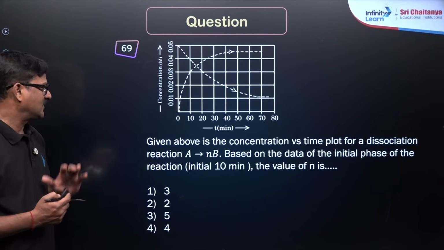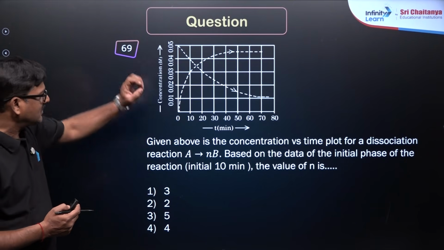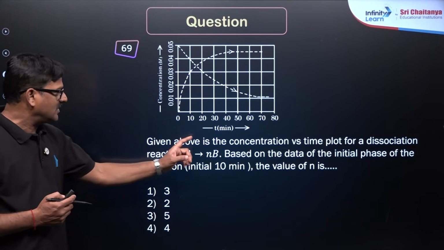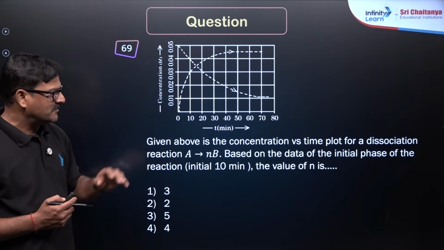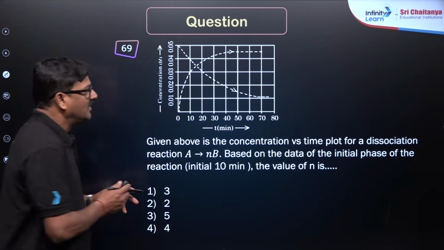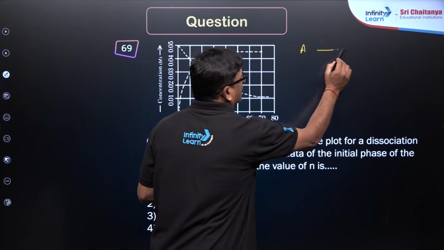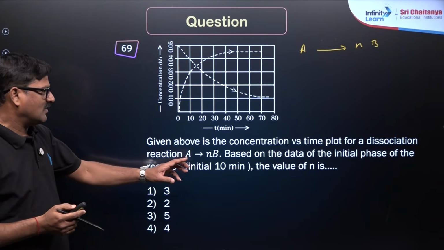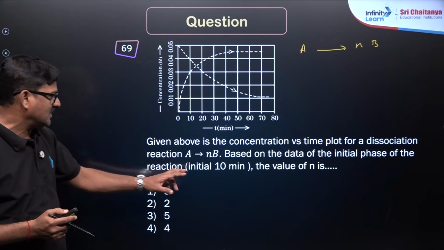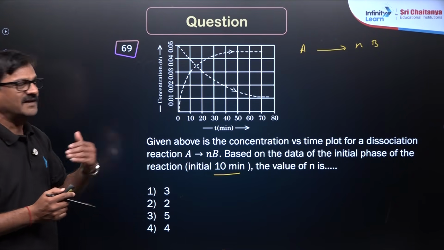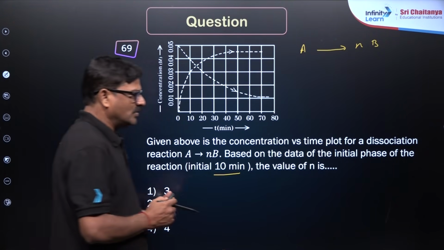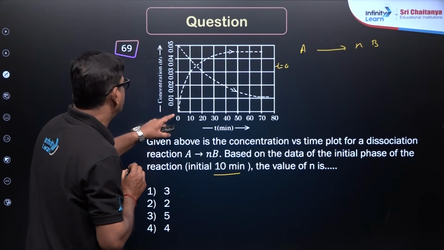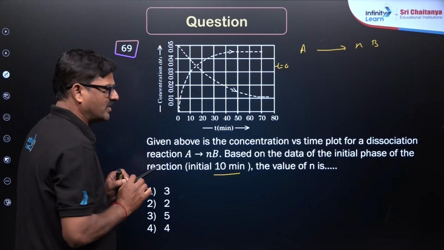Dear children, here is a question. There is a concentration versus time plot, an experimental type study. Given above is the concentration versus time plot for the dissociation reaction, A gives rise to n moles of B. Based on the data of the initial phase of the reaction at 10 minutes, the value of n is going to be. So you can say when time is equal to 0, the concentration is going to be 0.05.